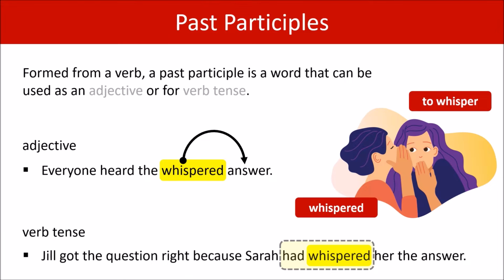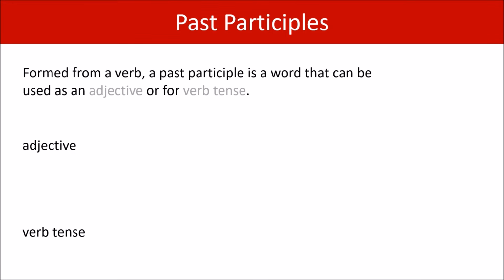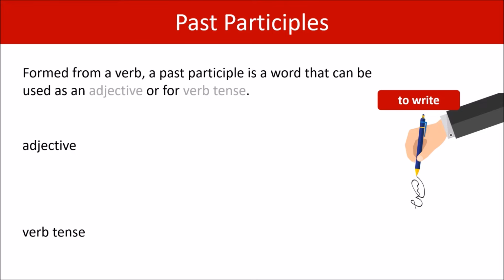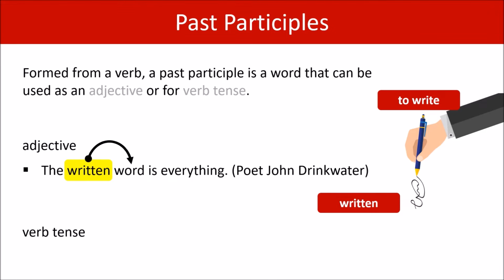Okay, let's look at another example. Let's take another verb. This time we'll take to write. And the past participle is written. So let's see how this word can be used as an adjective. The written word is everything. A short quotation by the poet John Drinkwater. Here we can see the past participle written being used as an adjective to modify word.